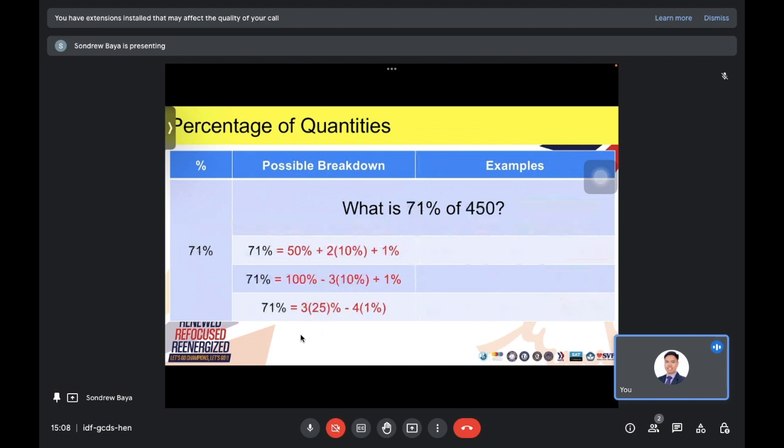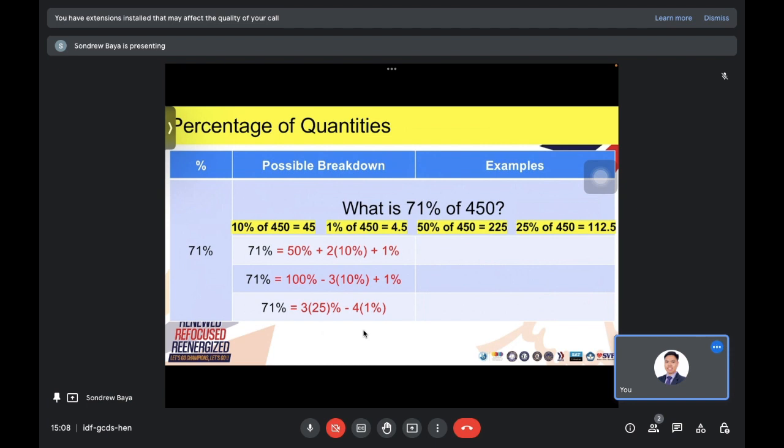71% of 450. So again, I'm only presenting 3 different ways to break it down, but there could be more than this. So 71% could be broken down as 50% plus 20% plus 1%. Or 71% could be broken down as 100% minus 30, which is 70, then plus 1%. And finally, 71% could be broken down as 3 times 25, which gives you 75%, minus 4%. So here we will need the following percentages: 10, 1, 50, 25%.